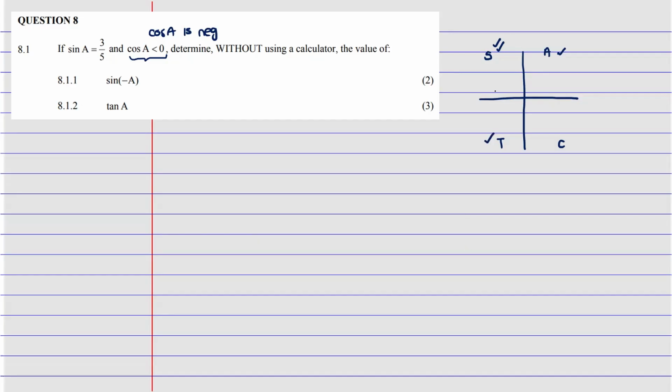So with that said, what quadrant are we going to draw the triangle? We're going to draw it on the second quadrant. Does that make sense? Why are we drawing it on the second quadrant? Because on the second quadrant, sine is positive and cos is negative. Does that make sense, guys? Yes, ma'am.